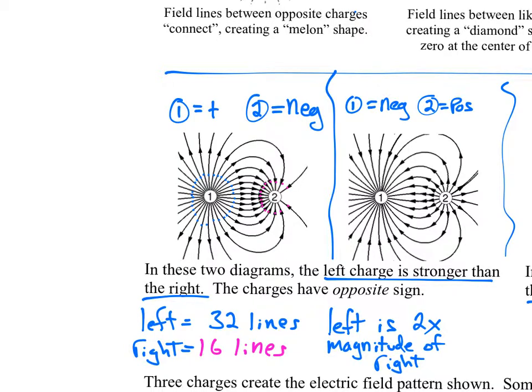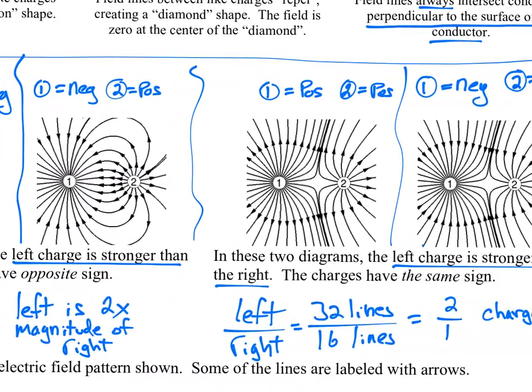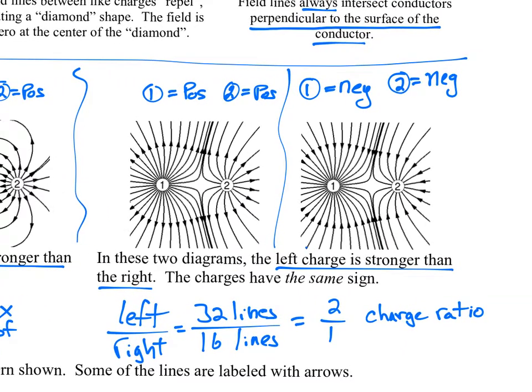If we look over at the two examples on the right, we find similar relationships. Again, ratio of 32 to 16 for the one on the left to the one on the right. That's a charge ratio of 2 to 1. These two charges are positive because the field lines point away. These two charges are negative because the field lines point towards.